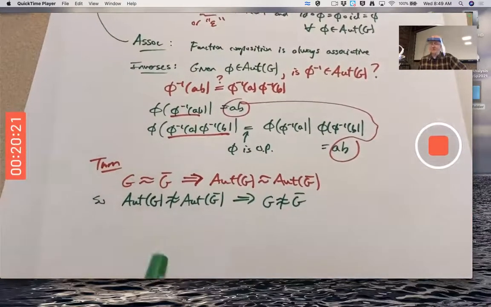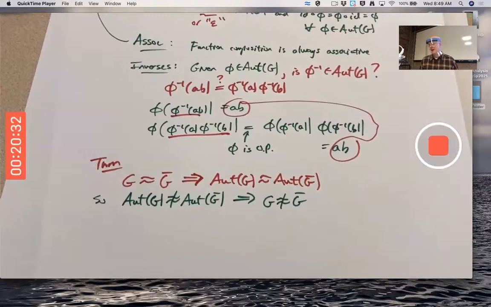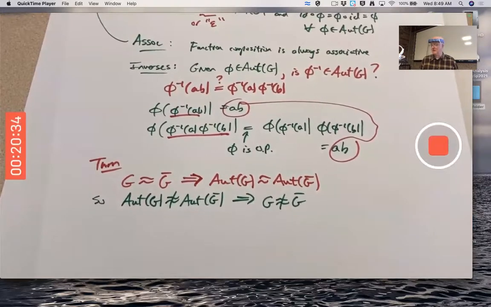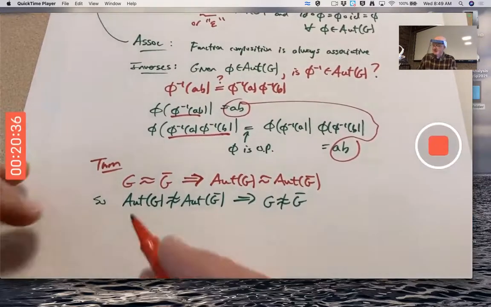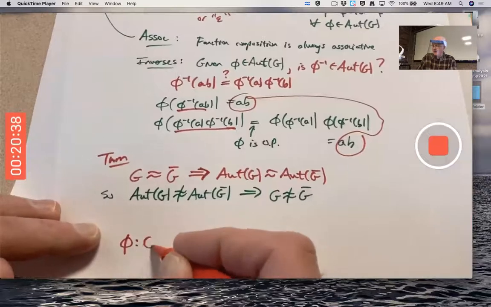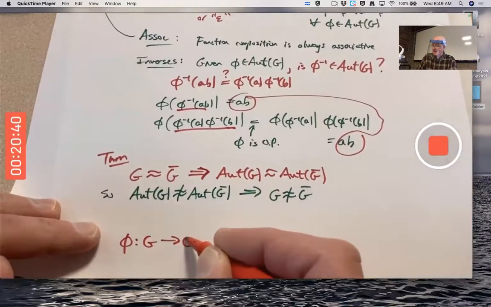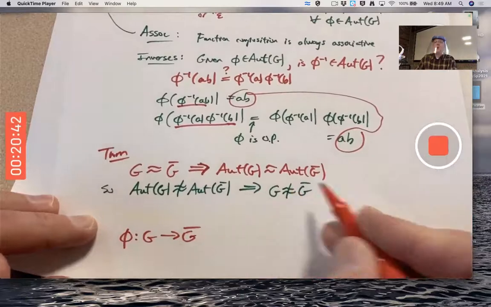Is this difficult to prove? Would I ever have you prove this? Well, I think it's a possibility. We're about out of time here. How would you prove something like this? Well, given an isomorphism from G to G bar, the question is, can you find an isomorphism from Aut(G) to Aut(G bar)?